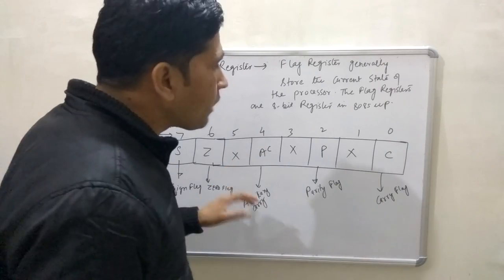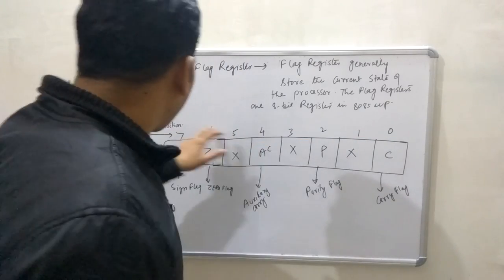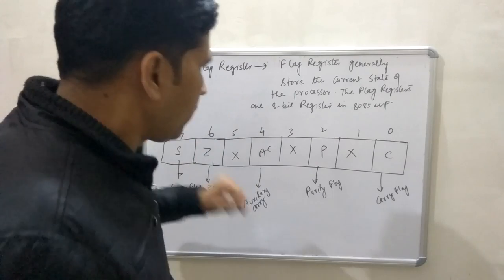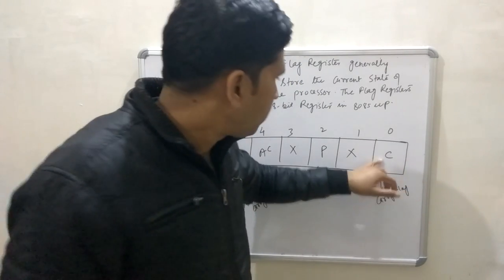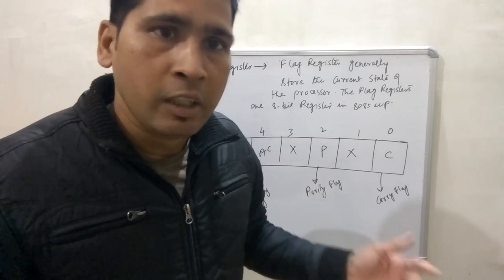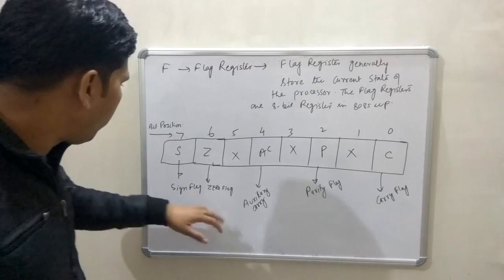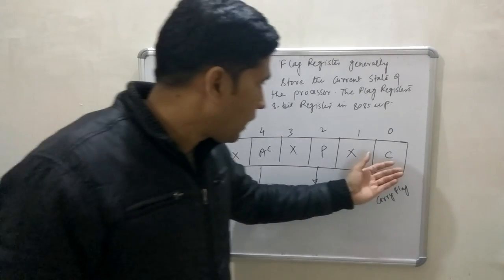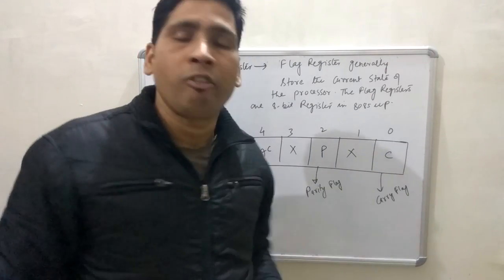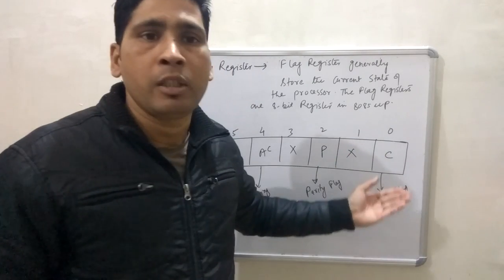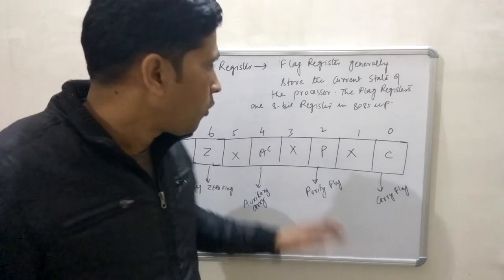There are 5 bits in the flag register which represent the current state of the microprocessor. These represent bit positions 0, 1, 2, 3, 4, 5, 6, 7. These are basically flags. You can set a bit of the flag register which represents the state of any output, any operation. This is the carry flag, this is the parity flag, this is the auxiliary carry flag, this is the zero flag, this is the sign flag. Every flag has a condition to set or reset. Set means the value of the flag will be 1, reset means the value of the flag will be 0. Now let me discuss which condition, which flag is going to be set or reset, one by one.